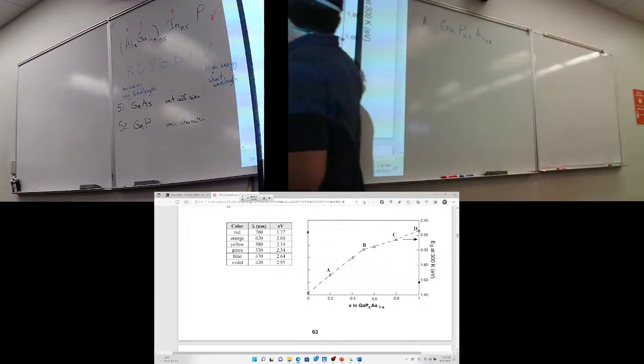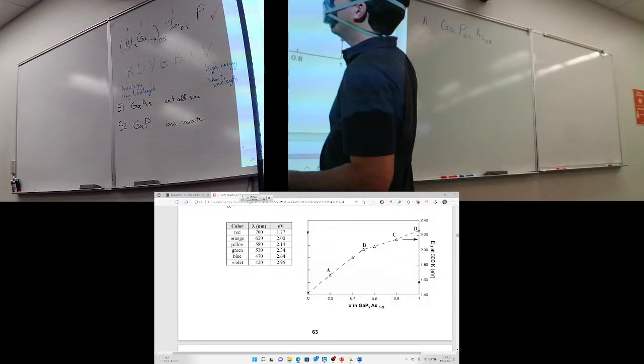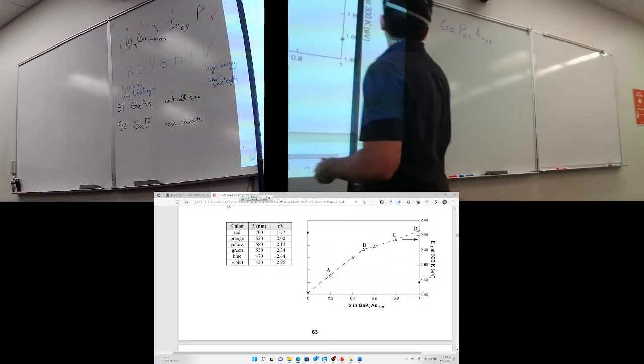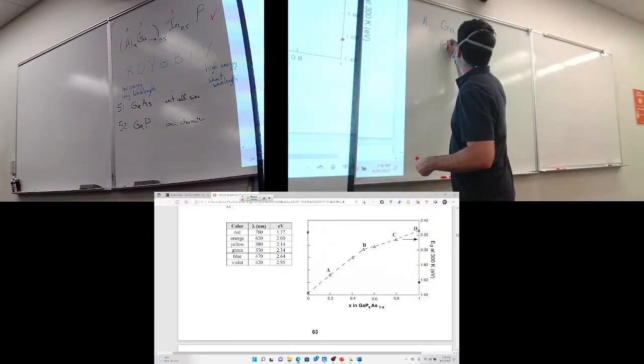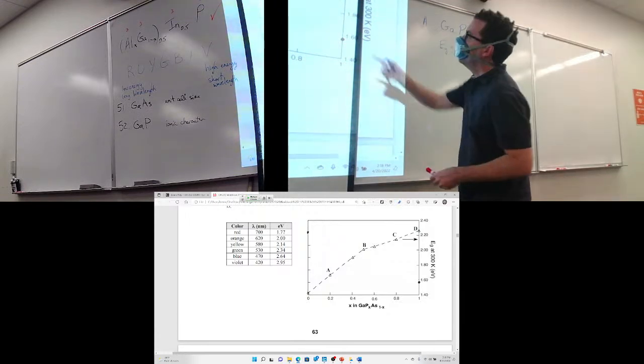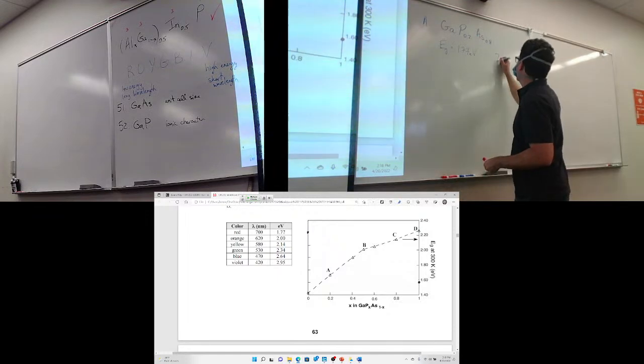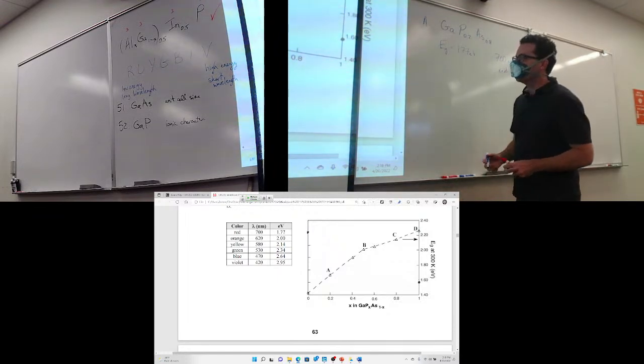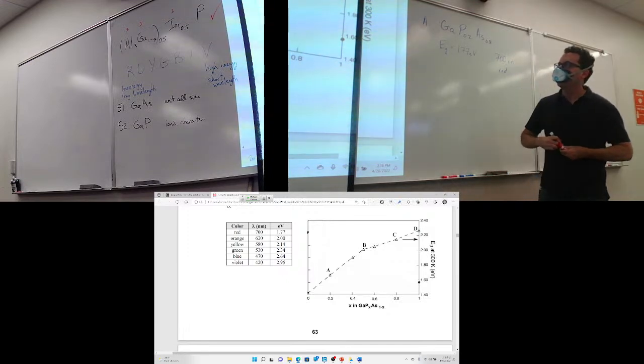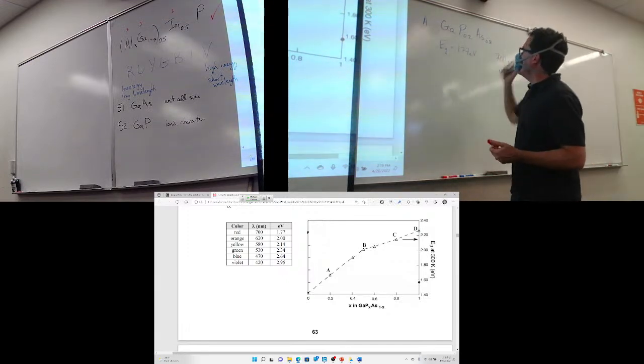Red. This is 1.7-ish. I guess it's that one, 1.77. So the band gap is 1.77 electron volts, which corresponds to a 700 nanometer photon. Red. So that's the color of the LED that I'd make that has this solid solution.